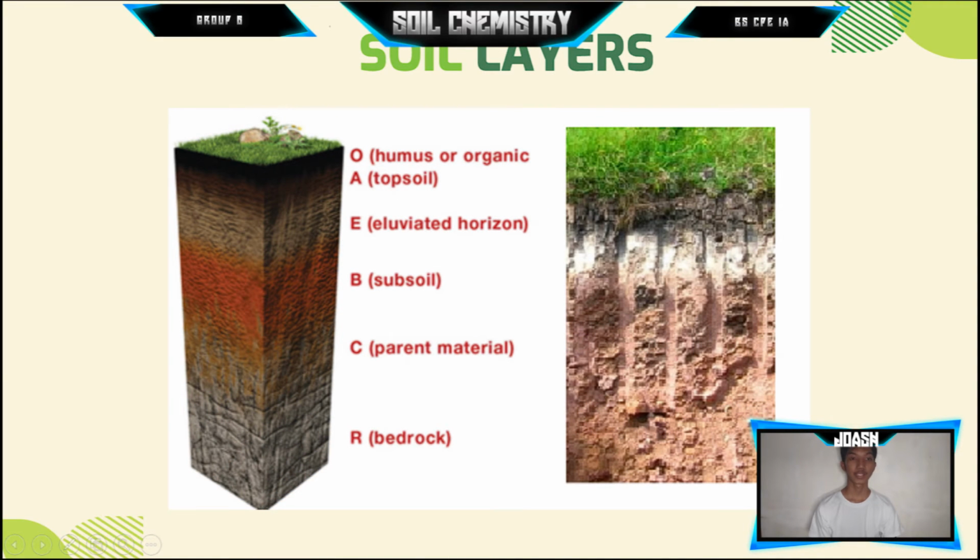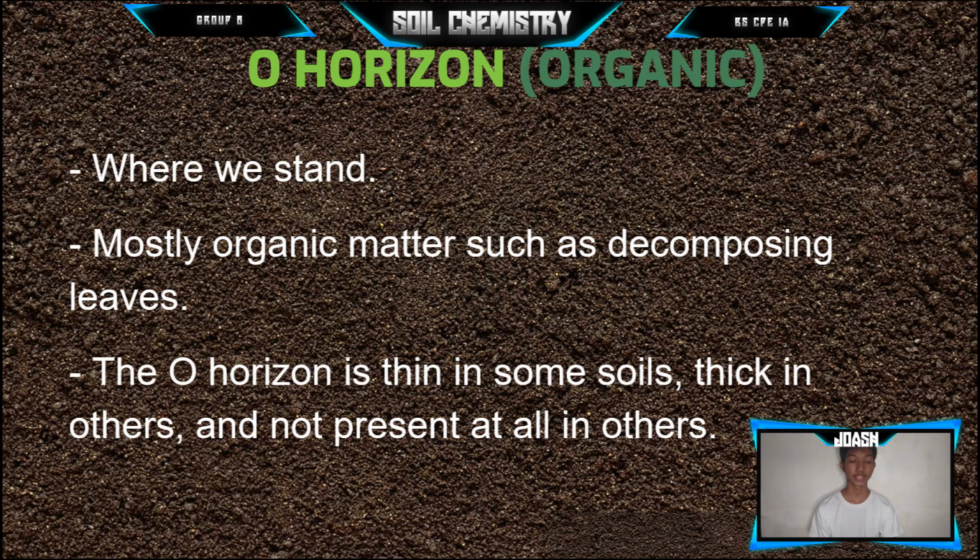Hello guys, I'm Joash Hernandez Cruz, and I'm going to discuss the soil layer. Soil is made up of distinct layers, called horizons. They range from rich, organic upper layers to underlying rocky layers. There are different types of soil layers, and each of them has its own characteristics. First, I am going to discuss the O horizon.